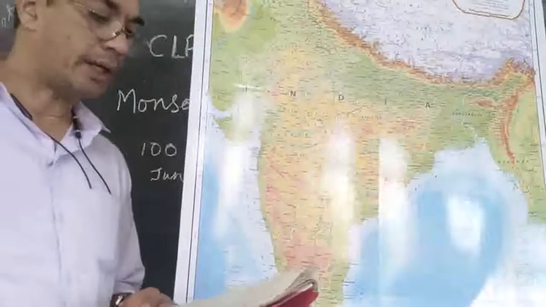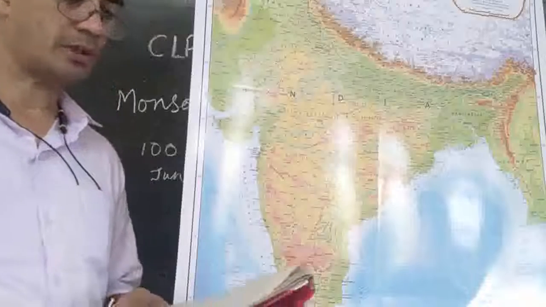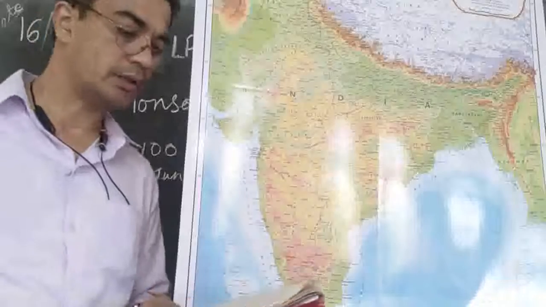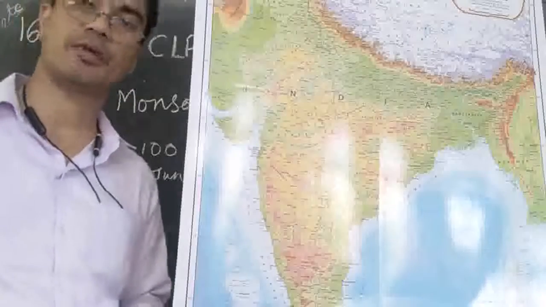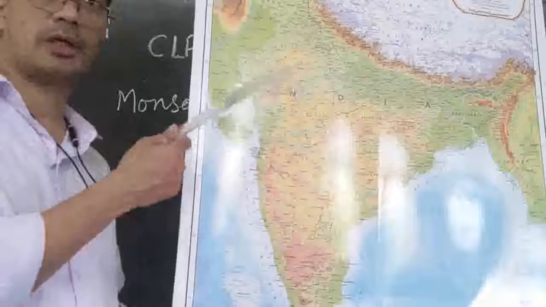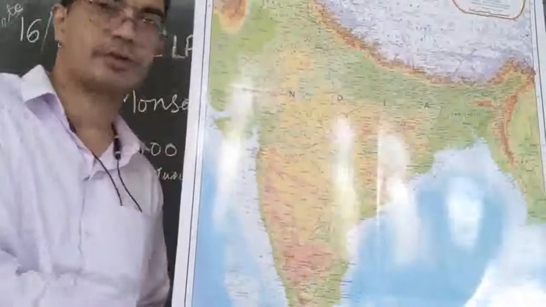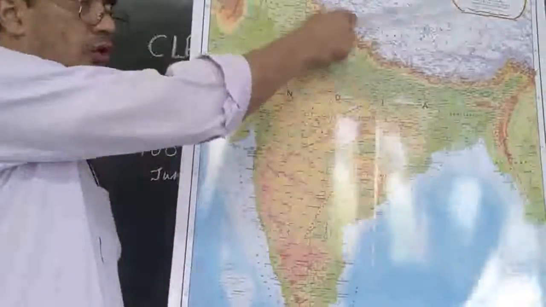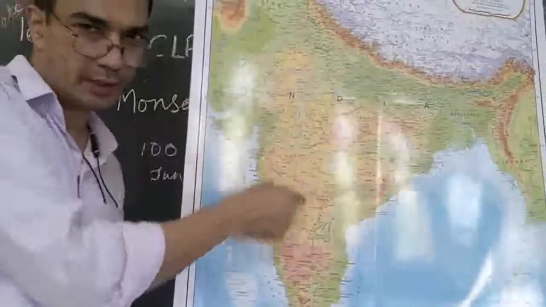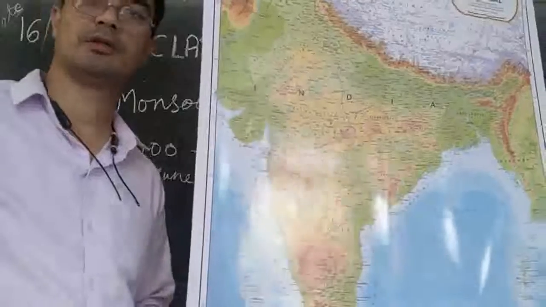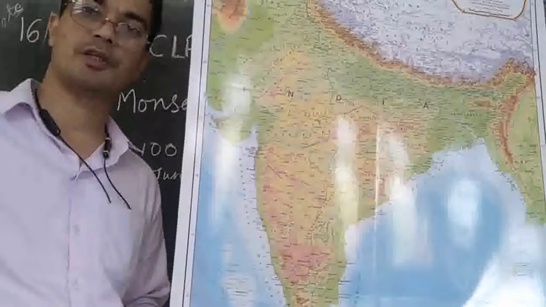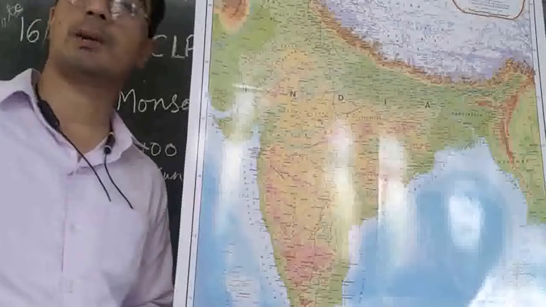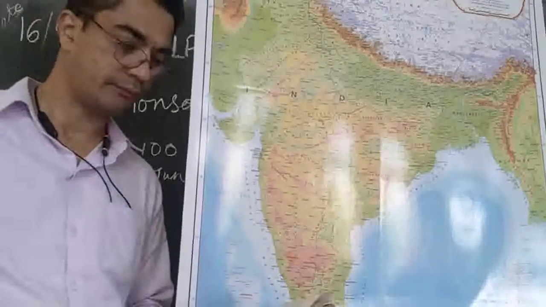Then by early December, the monsoon has withdrawn from the rest of the country. So by early December, the first week of December, all the monsoon wind has already withdrawn from our country. So it enters from the south, goes all over the country, then goes back again to the ocean, the Indian Ocean. So by the first week of December, the monsoon wind has completely withdrawn.